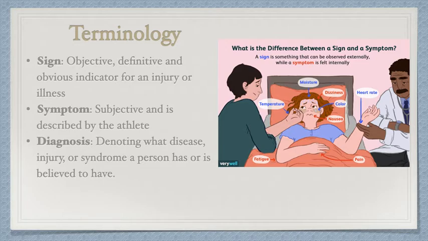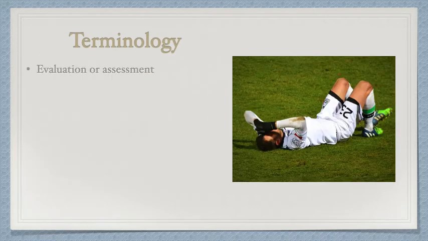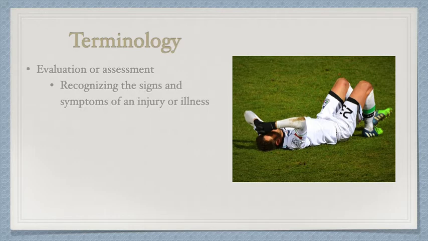Again, diagnosis is denoting what disease, injury, or syndrome a person has or is believed to have. Doctors, not athletic trainers, make diagnosis. Okay, athletic trainers make an evaluation or an assessment of an injury. We do this by recognizing the signs and symptoms of an injury or illness. There's really a fine line between these two. Really, it's for insurance purposes.